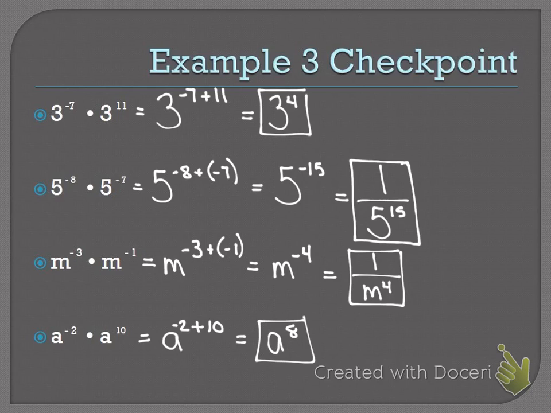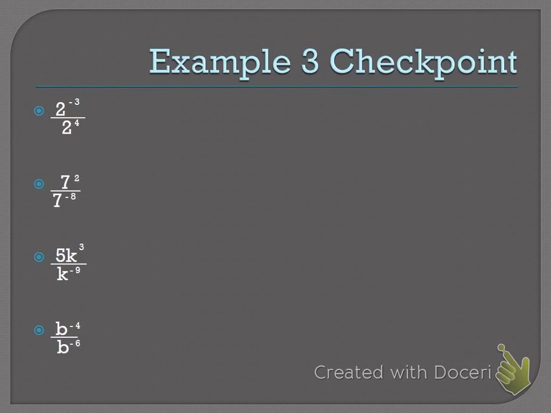All right, one more slide. I want to just practice some more division problems. So on the checkpoint, these division problems, I want you to simplify and write your answers using only positive exponents. In the first one, this is pretty much what we've been doing already. 2 to the negative 3rd minus 4. Well, that's 2 to the negative 7th, and how do I write my final answer? 1 over 2 to the 7th.